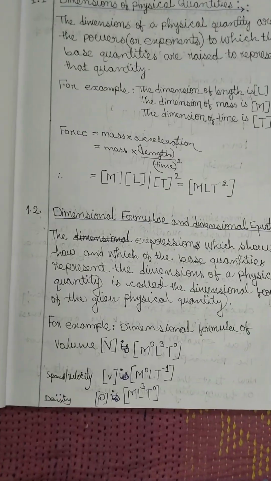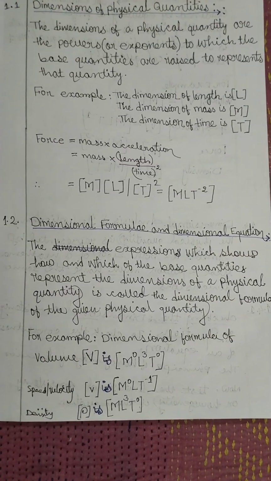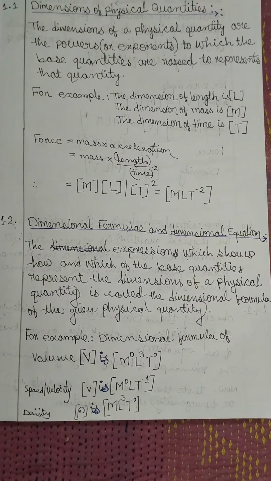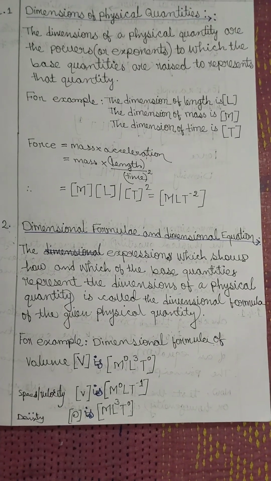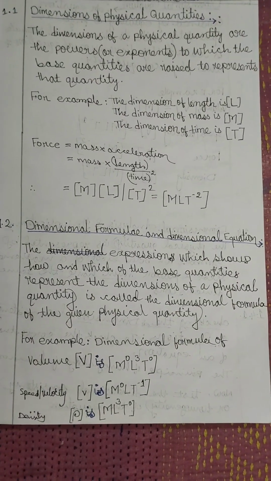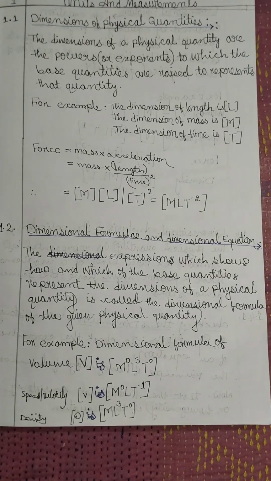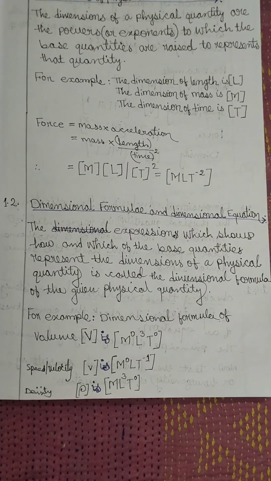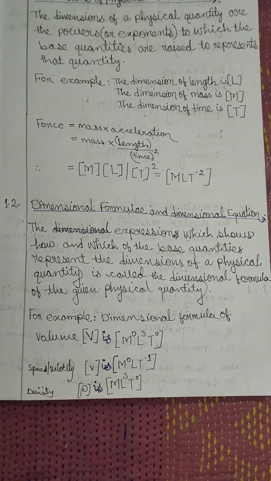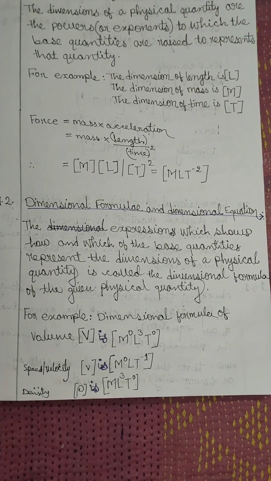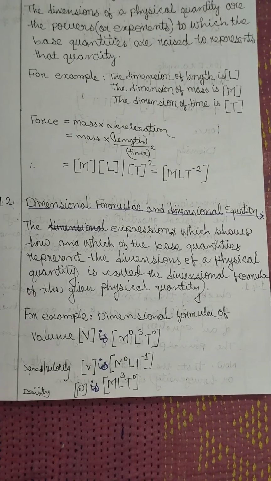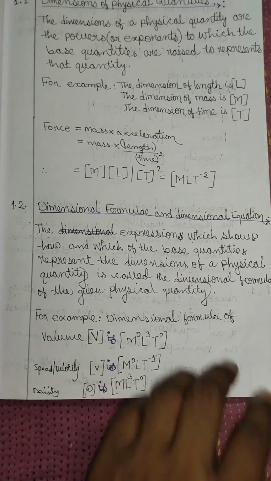Second topic is dimensional formulae and dimensional equation. The expression which shows how and which of the base quantities represent the dimensions of a physical quantity is called the dimensional formula of the given physical quantity. For example, volume, written in square brackets, M^0 L^3 T^0. Speed or velocity, M^0 L^1 T^-1. Density, rho, M^1 L^-3 T^0.